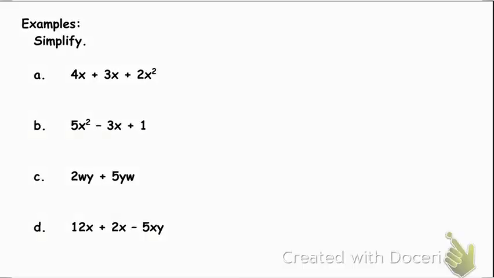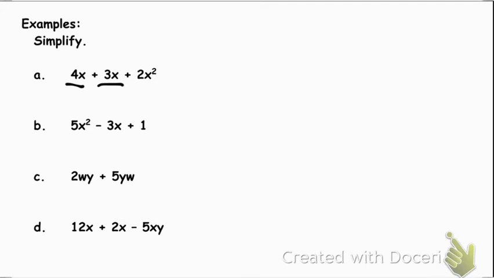Okay, so let's simplify some examples. So for A, we've got 4x plus 3x plus 2x squared. So our only like terms here are the 4x and the 3x because they are the same variable and they have the same exponent of the imaginary 1. So we can add those two together.